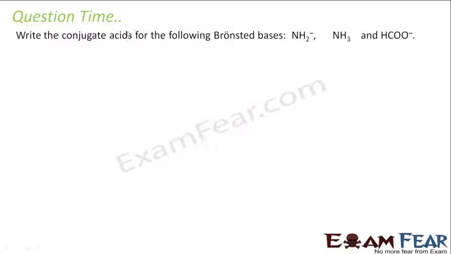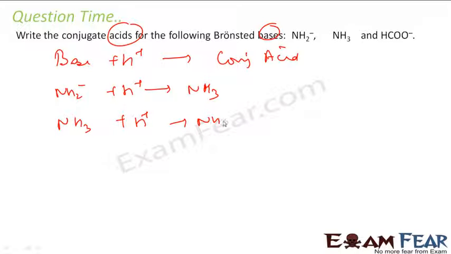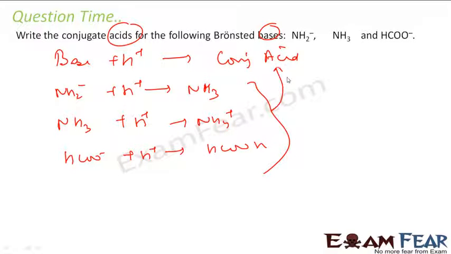Find the conjugate acid for the base. So I was told for your base, it takes an H plus ion, you get the conjugate acid. Correct? So NH2 minus, you add one H plus ion, this becomes NH3. NH3, you add one H plus ion, this becomes NH4 plus. HCOO minus, you add H plus ion, this becomes HCOOH. So these are my conjugate acids. Correct?